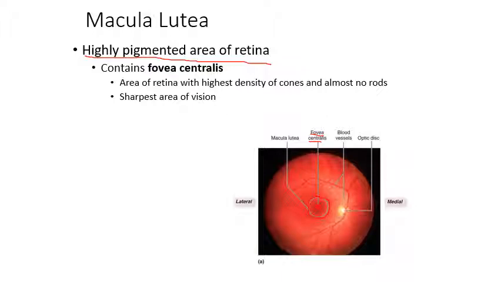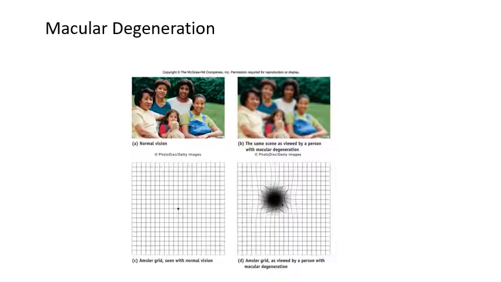Okay, and this is where we're going to get our sharpest vision, because we have our highest density of cones, and cones give us that high acuity. Okay, so this is where we want to focus the light, in that little pinpoint region sitting in this larger macula lutea. You probably have heard the term macular degeneration, and that essentially is degeneration of that macula lutea region.